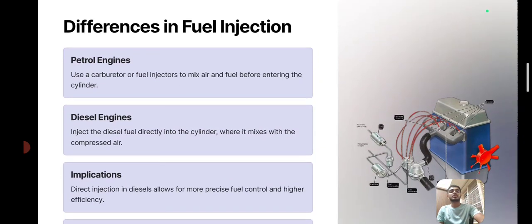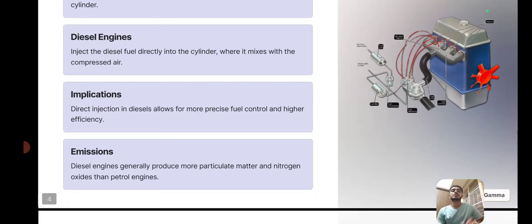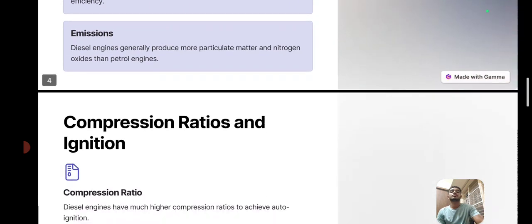Difference in fuel injection. Petrol engines use a carburetor or fuel injectors to mix air and fuel before entering the cylinder. Diesel engines inject the diesel fuel directly into the cylinder, where it mixes with the compressed air. Implications: direct injection in a diesel allows for more precise fuel control and higher efficiency. Emissions: diesel engines generally produce more particulate matter and nitrogen oxides than petrol engines.